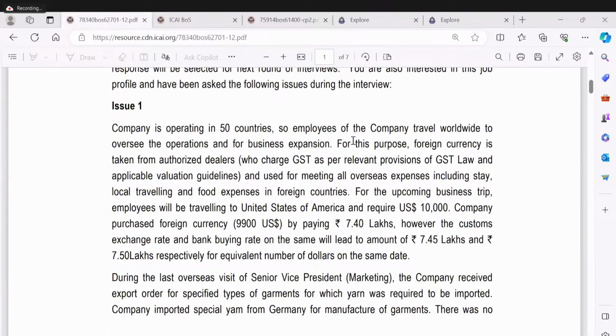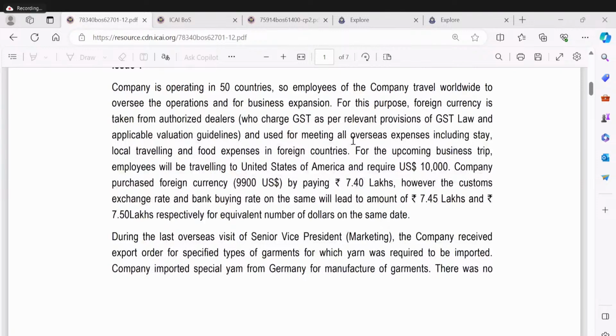But had this information not been there in the question, then you had to see whether the purchase or sale of foreign currency is a supply or not. So it is a supply, it is leviable to GST in the given case. And now we have to determine what will be the value of supply. Now, generally, what is the value of supply?